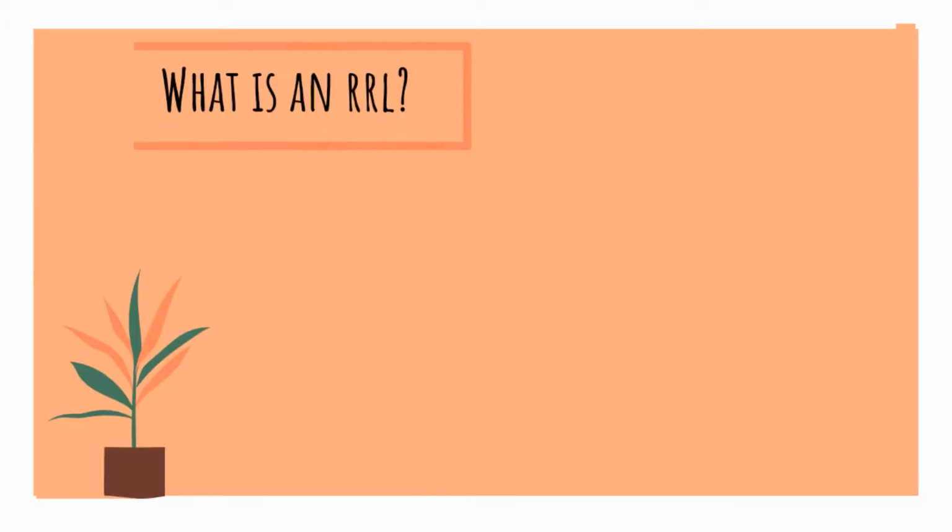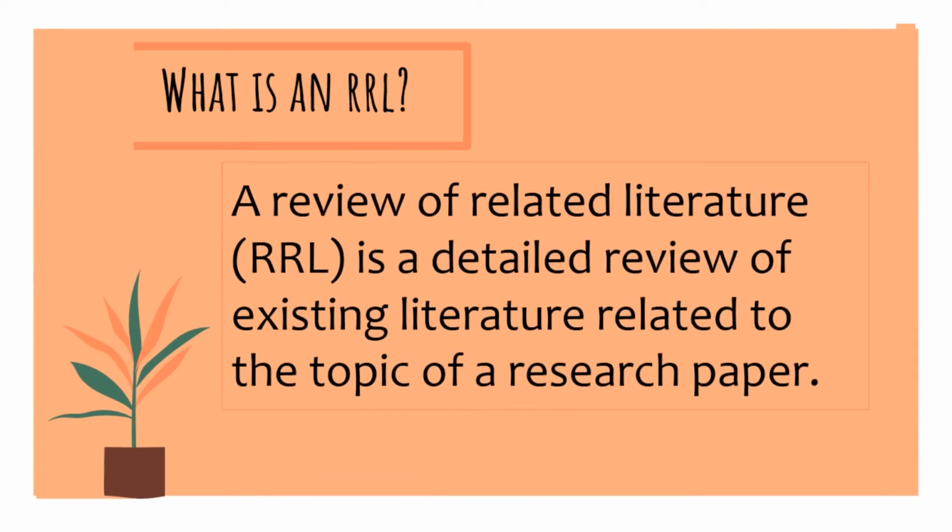What is an RRL? RRL stands for Review of Related Literature. It is a detailed review of existing literature related to the topic of a research paper. Its purpose is to orient the readers about the concepts, ideas, theories, or other reading materials in the past that are relevant to your study. If you find gaps or existing conflicts in the literature, you can also discuss these in your review and, if applicable, how you plan to address these gaps or resolve these conflicts through your study.